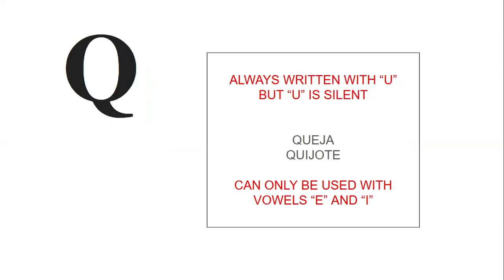Okay, and letter Q. Letter Q is like in English, quarantine, but in Spanish, we never pronounce the U. Never pronounce the U. In English you are used to pronouncing the U, like in quarantine. No, in Spanish we never pronounce the U. For example, queja, Quijote. And this letter can only be used with vowels E and I. Okay, but remember, never pronounce the U.